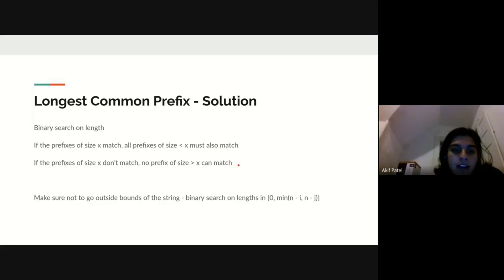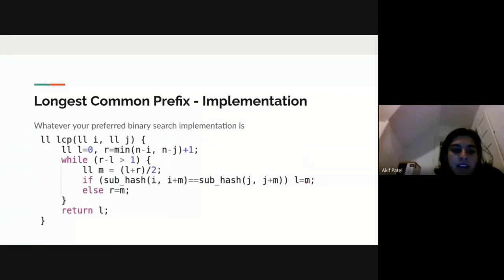One caveat here is you need to make sure not to go outside the bounds of the string, because otherwise your hash value will not be correct, like zeros or whatever. So you have to binary search on lengths only from zero up to the smallest length of the suffix. Okay. And so here's the implementation of that. You can use whatever binary search you want. I've used the invariant binary search because that's my favorite.